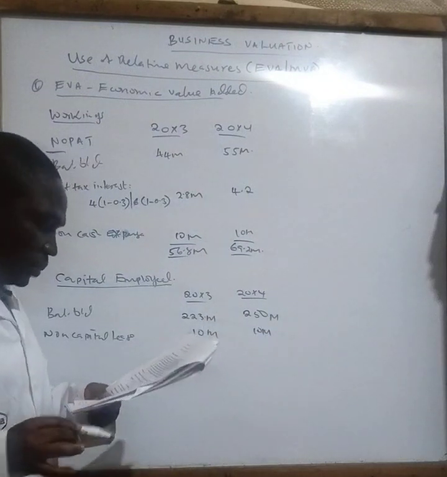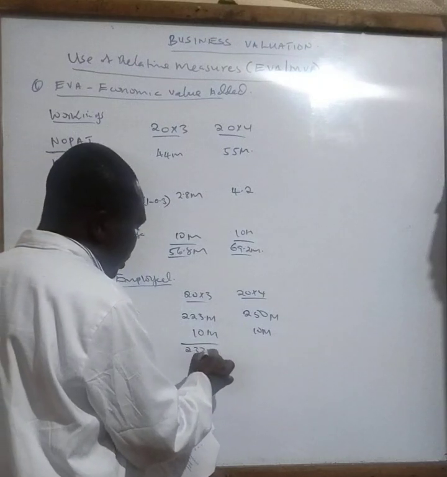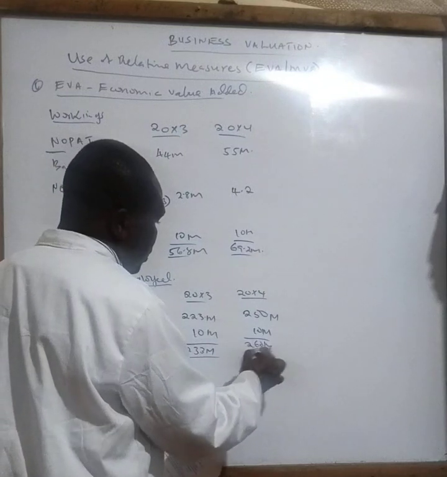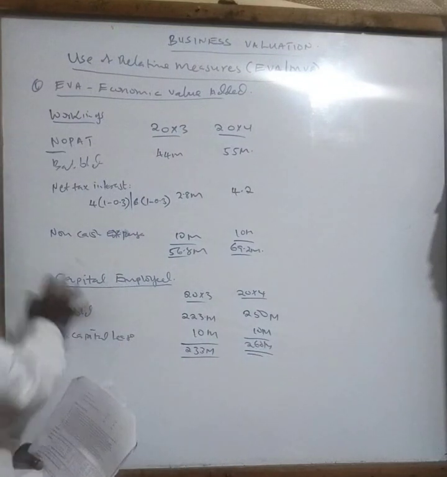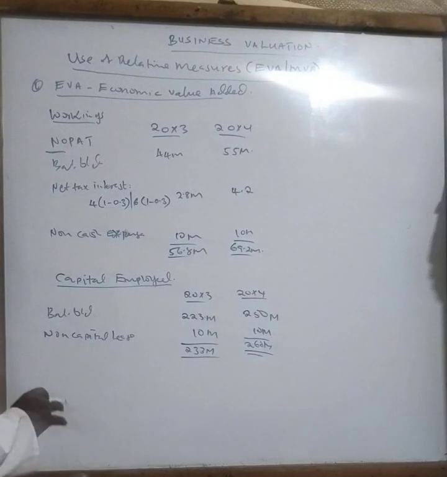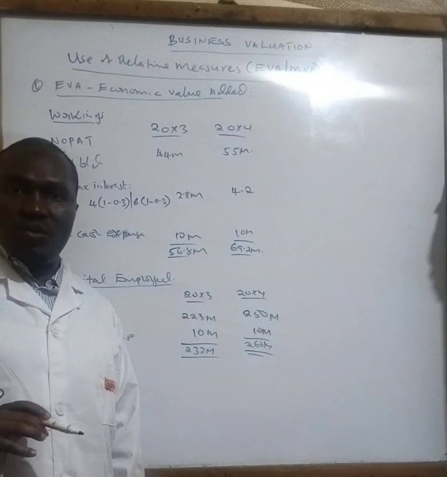Correct. And capital 10 million. This will give you 233 million. This is what? 260 what? Million. So we have now the NOPAT, and then we have the capital employed. There was also a problem with our weighted average cost of capital.